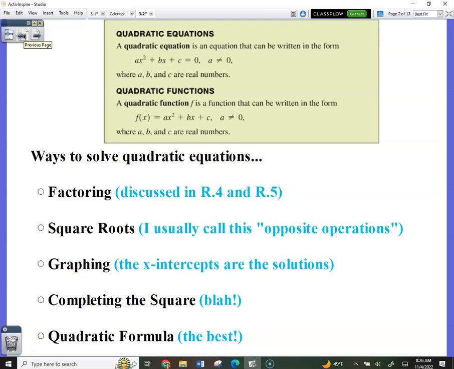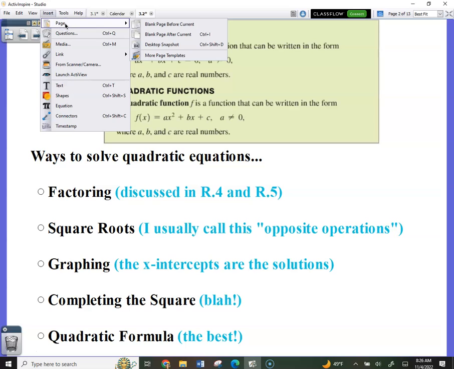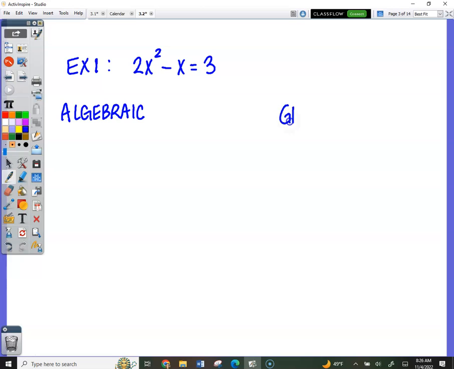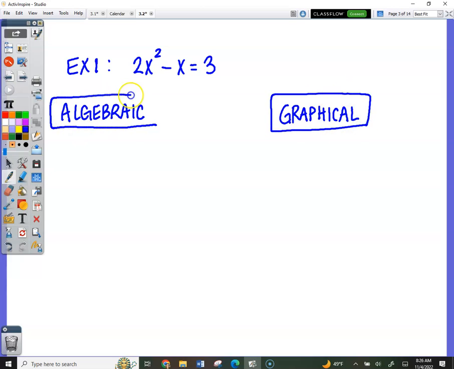Go to example 1. Your example 1 says, I'm just going to write it since I don't know what's happening. 2x squared minus x equals 3, right? And then on your paper it says, here is a space to do the algebraic solution, and then here's a space for the graphical solution. That's the slide you're looking at, right?